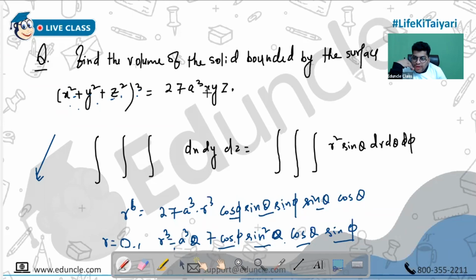Theta is 0 to 2 pi. What is the value of theta and phi? Only this problem is there. It means find the volume of solid bounded by the surface (x² + y² + z²)^3 = 27a³xyz.